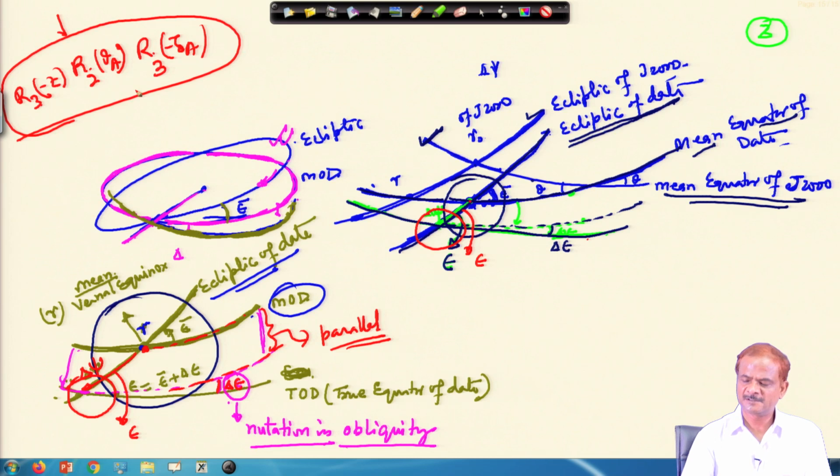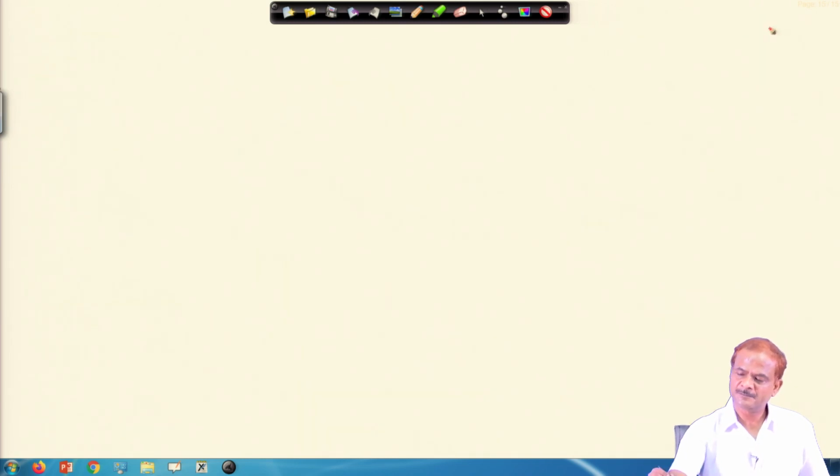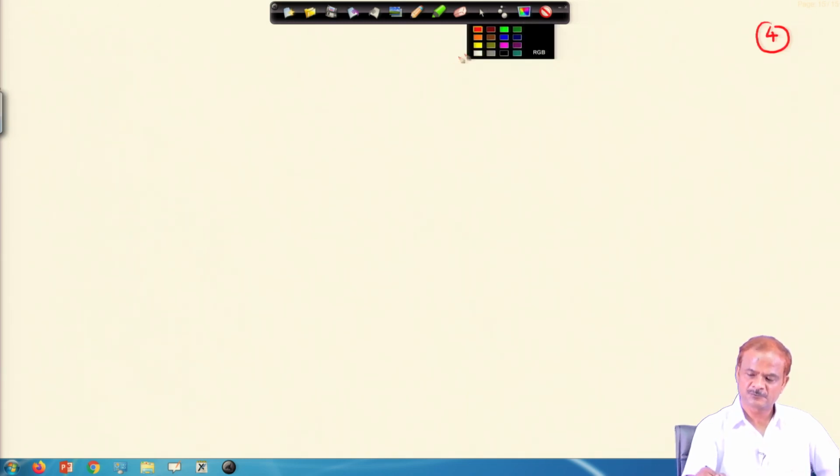This material I will provide you later on while the course runs, but this is the right figure, and let me draw it afresh so that it remains in the record here. So, quickly I will draw the figure.